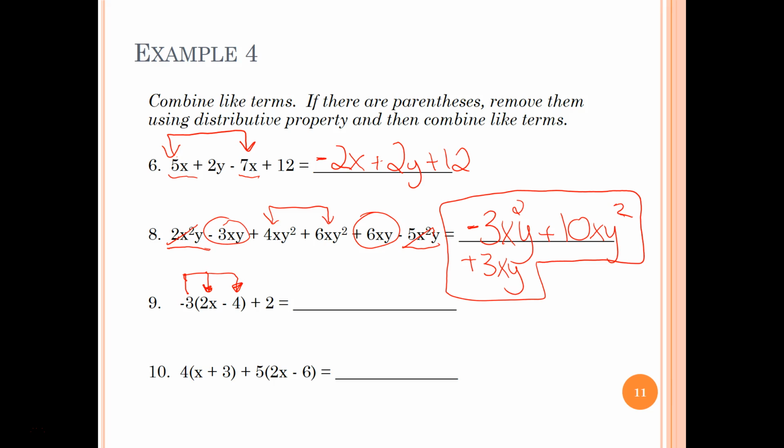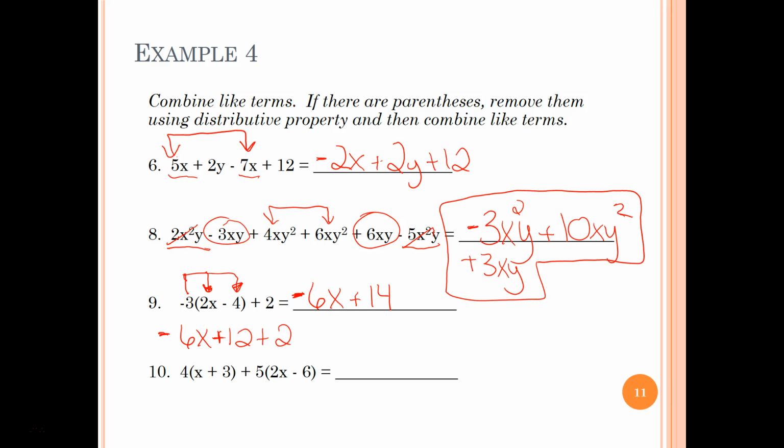So negative 3 times 2x, that's negative 6x. Negative times negative, 3 times 4 gives us a positive 12. And then we're adding 2. So notice the only like terms we have in this example are our constant terms, 12 plus 2. So I'm going to bring that negative 6. And then 12 plus 2 is plus 14. And there's our resulting expression.